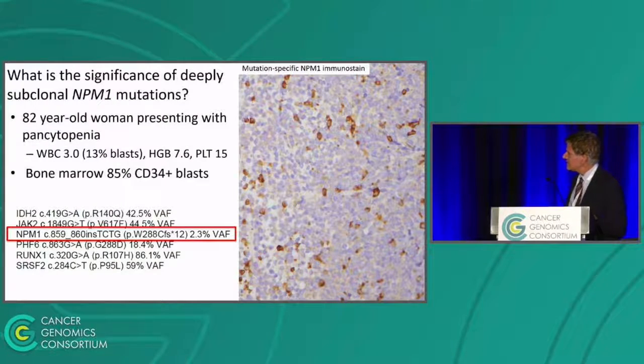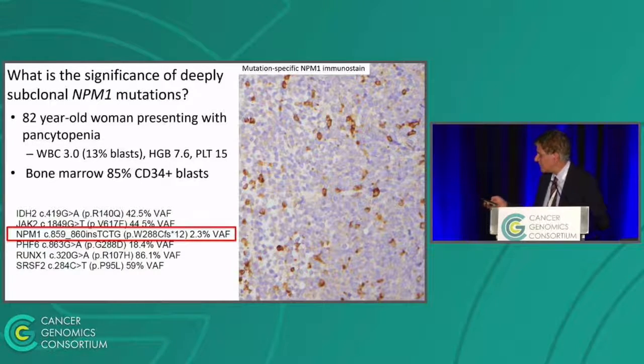Then finally, what about deeply subclonal NPM1 mutations? This is another unusual case. An older woman; NPM1 usually occurs in somewhat younger patients. This is an 82-year-old woman who presented with some circulating blasts, but pancytopenia. The marrow had CD34 positive blasts. There are just sheets of blasts here. But only a few were actually NPM1 mutated, and this was borne out in the NGS, showing a very low VAF. Now, there's no VAF cutoff to define NPM1.